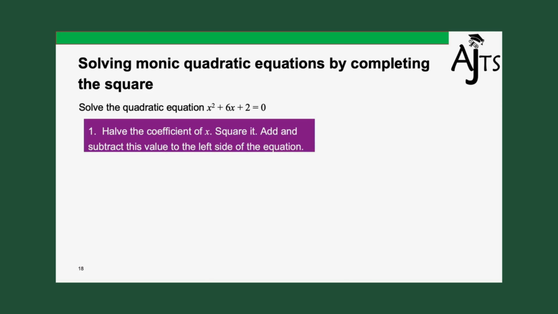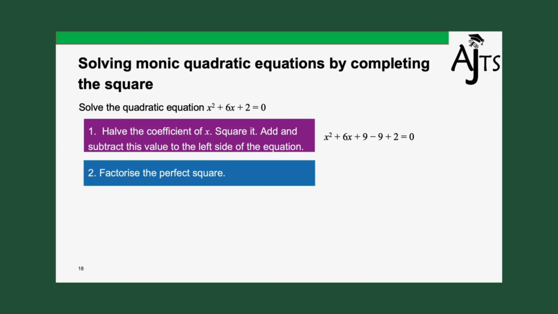Step 1. Halve the coefficient of x. Square it. Add and subtract this value to the left side of the equation. That is x squared plus 6x plus 9 minus 9 plus 2 equals 0. Step 2. Factorize the perfect square to give difference of two squares, x plus 3 squared minus 7 equals 0.